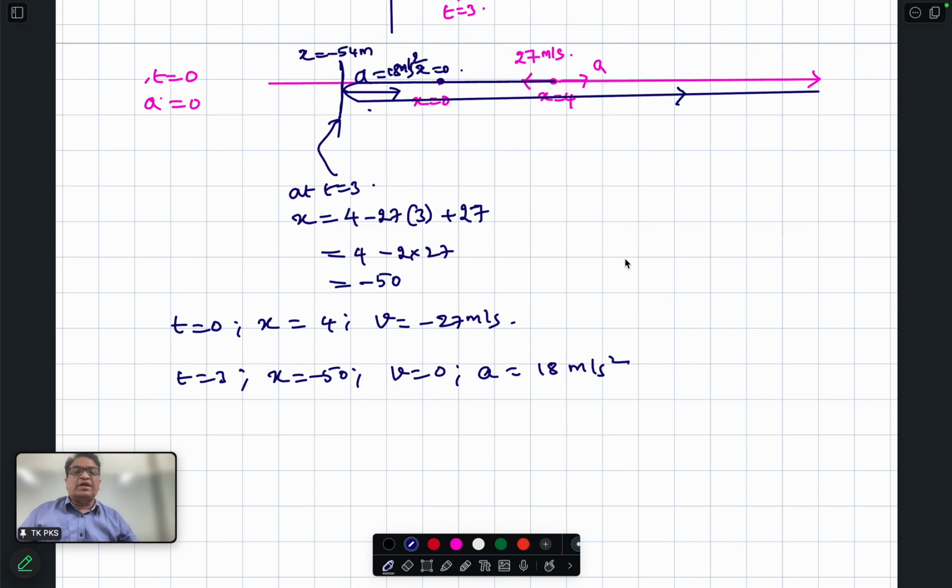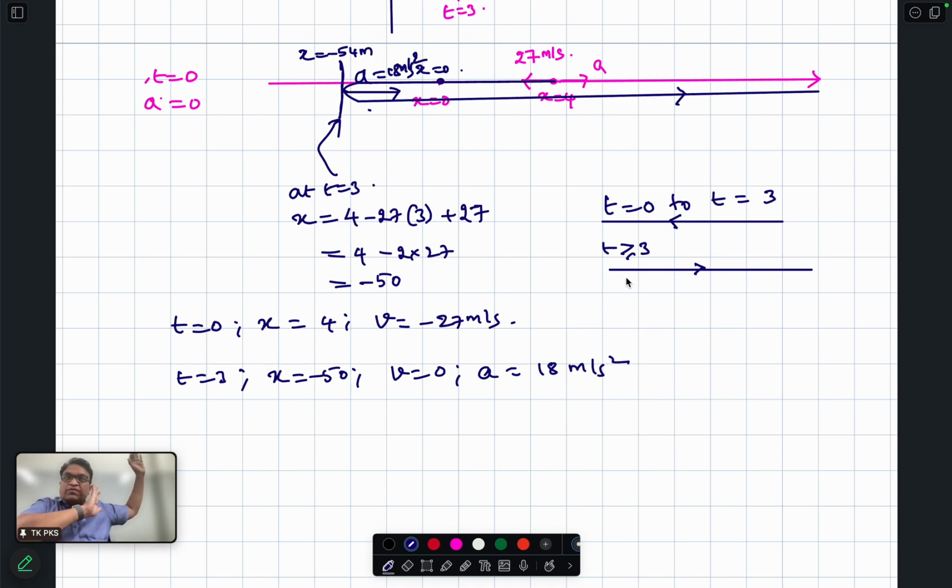So what is happening in your observation? From t is equal to 0 to t is equal to 3 seconds, it is moving in the backward direction. And from t greater than or equal to 3 seconds onwards, the object always moves in the forward direction. But remember, it will cut x is equal to 0 how many times? 2 times, while coming from rightward to leftward, and then leftward to rightward.